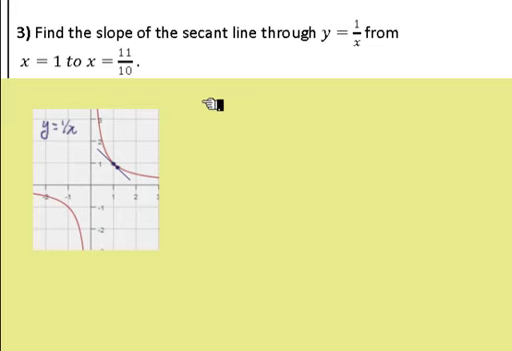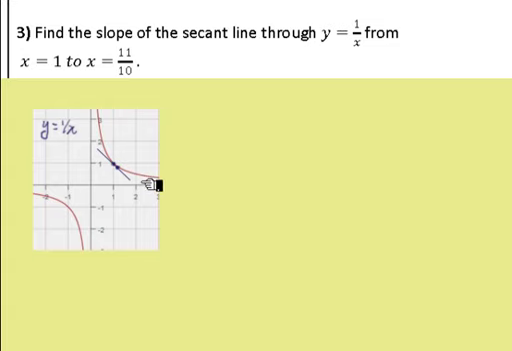Okay, now we want to calculate the slope of the secant line through y equal 1 over x, from x equal 1 to x equal 11 tenths. 11 tenths is a little bit bigger than 1. It's actually equal to 1.1. So here we have a picture of y equal 1 over x. And these are 2 points. This is the point with x coordinate 1, and this is the point with x coordinate 11 tenths, or 1.1. And we picture the secant line right here. The blue line is the secant line. It looks like it has a negative slope.